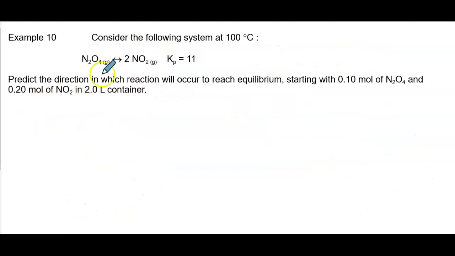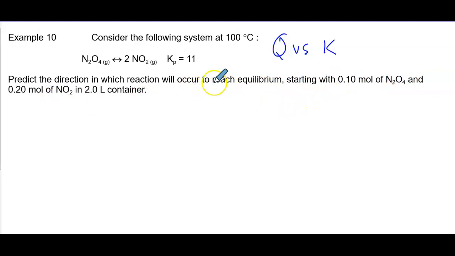Okay, so it says predict the direction. Anytime it asks you to predict a direction, you're going to use that whole idea of Pac-Man. So here's my Q versus my K. Remember, whichever direction my greater than or less than sign is, that's the direction it's going to shift, or the direction we're going to predict. Here it says predict the direction in which reactions will occur to reach equilibrium, starting at 0.1 moles of N2O4 and 0.2 moles of NO2.